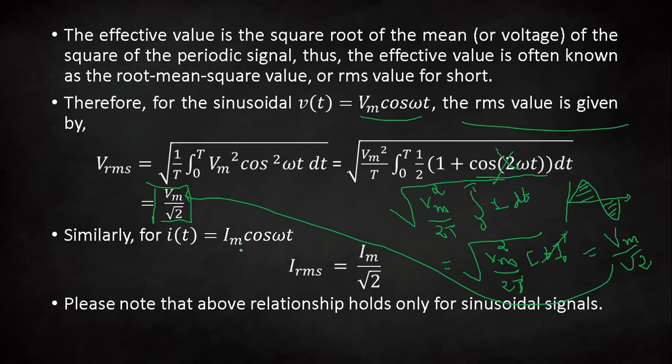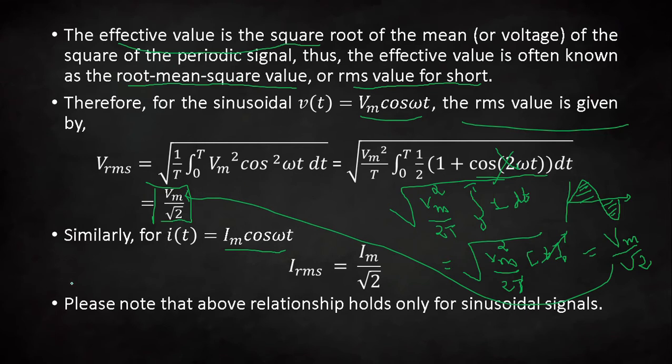In the same way you can find for your current, when it is given by Im cos omega t, it is Im divided by square root of 2. So the effective value is nothing but the square root of the mean of the square of the periodic signal. Thus the effective value is often known as the root mean square value, or RMS value in short, because we are doing, as per the definition, the root of the mean of the square value of either voltage or current.